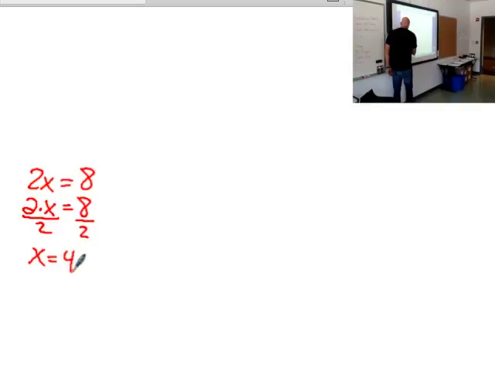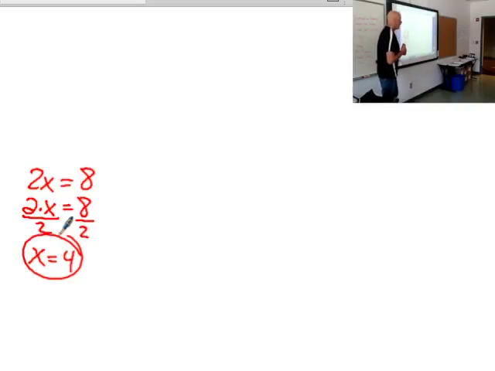Let me give you an example. 2x is equal to 8. What are we really doing right here for the 2x? Can we say it's 2 times x equals 8? Okay, we're solving for x. We're isolating x. So what's the inverse operation of multiplication? Division. So x is equal to what? 4. Okay?